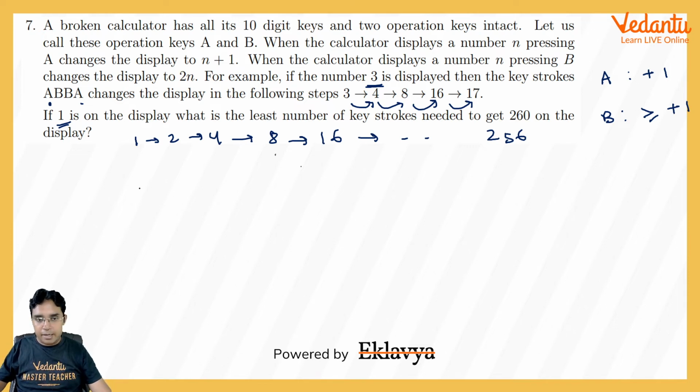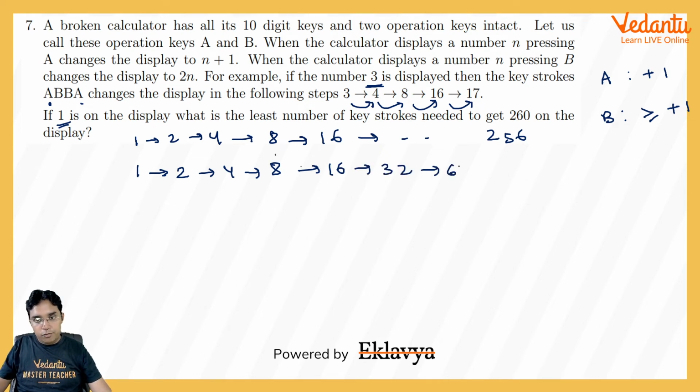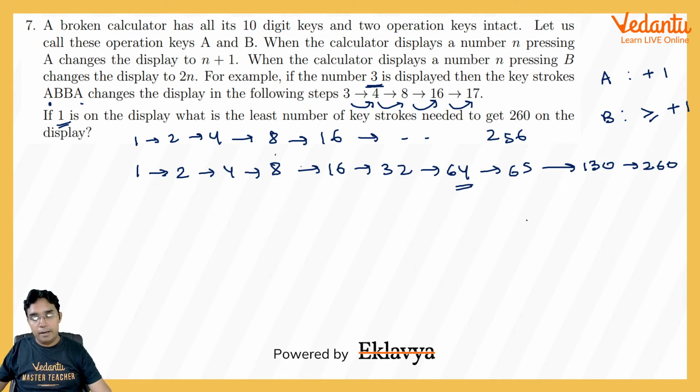But please understand, I think this is a simple observation that 1 goes to 2, goes to 4, goes to 8, goes to 16, goes to 32, goes to 64. If I press the A key here, it will give me 65 from 64, and then I make it double, so 130 and then 260. You can see we will be able to obtain 260 from this 1.